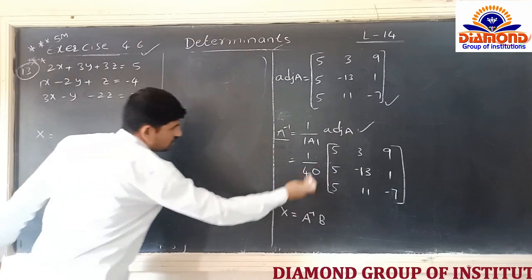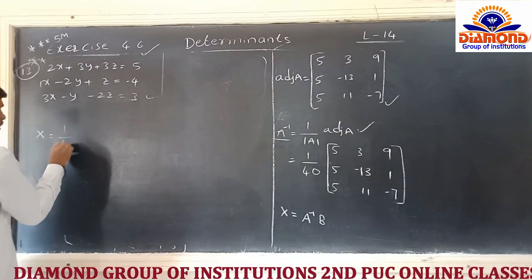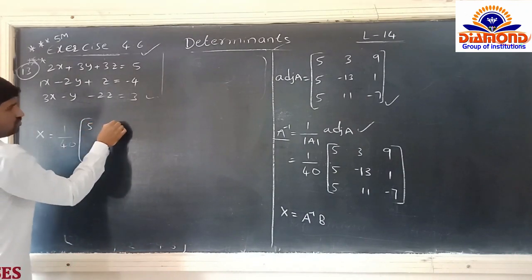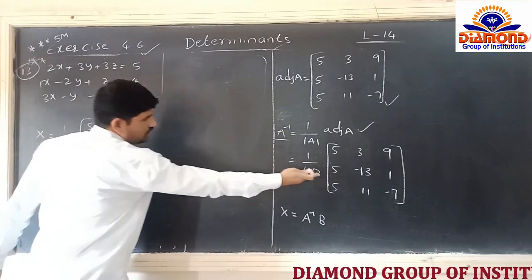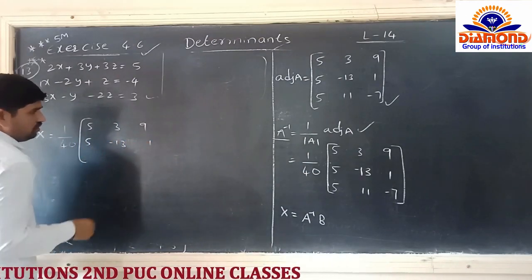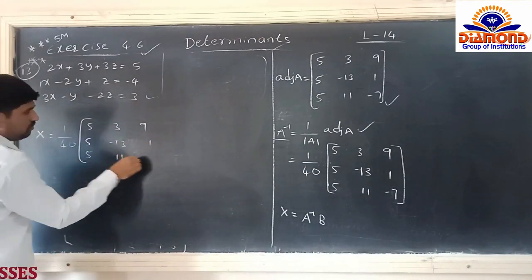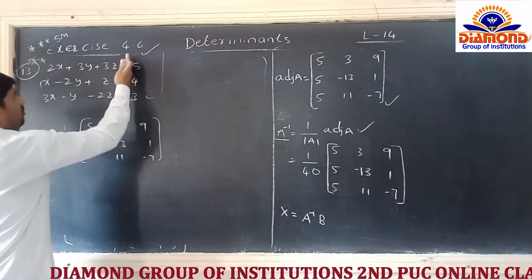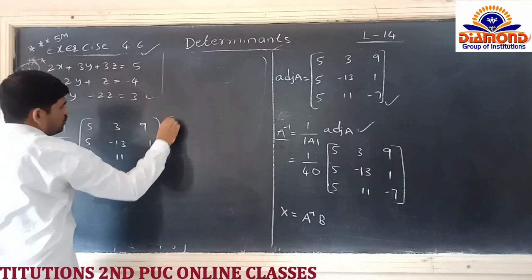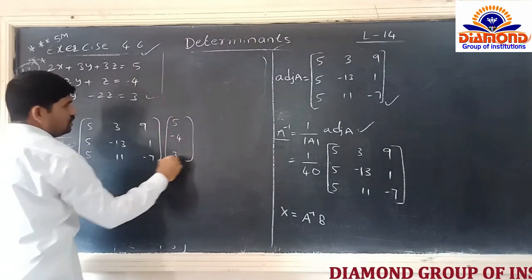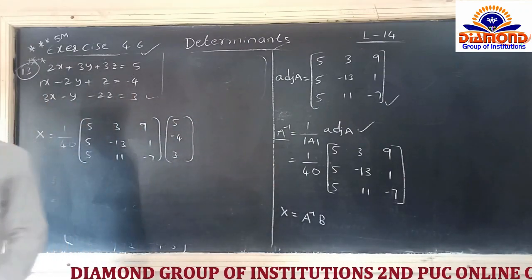The A inverse matrix is this one only, 1 by 40 into, I will write 5, 3, 9. Just I am writing this matrix, and 5, minus 31, and 5, 11, minus 7. Yes, into we have written the matrix B. This is the matrix B or not? What are the constants there? So that's why 5, minus 4 and 3.